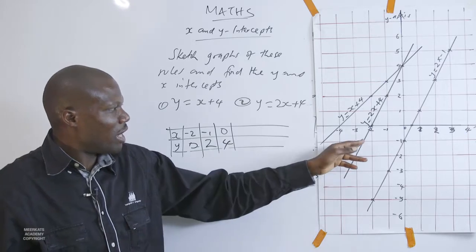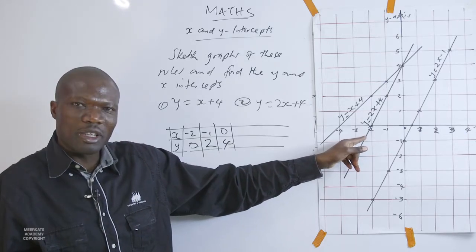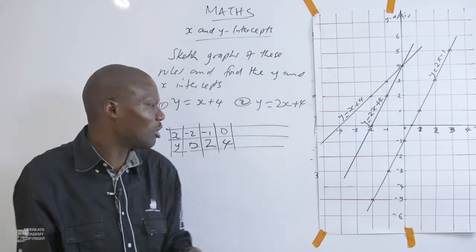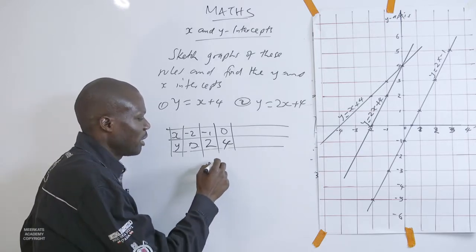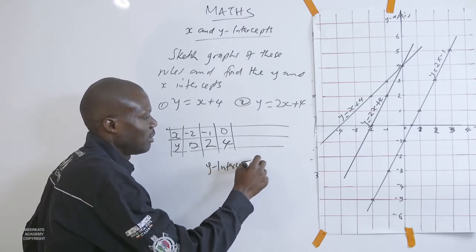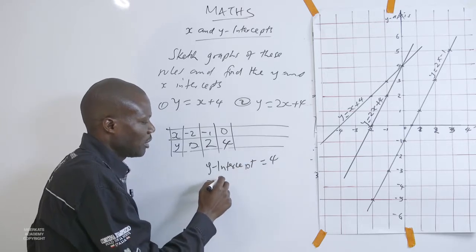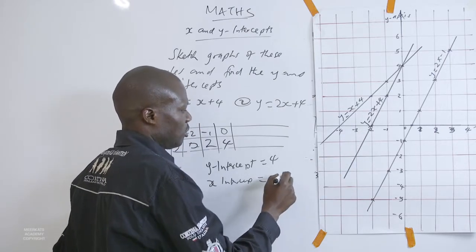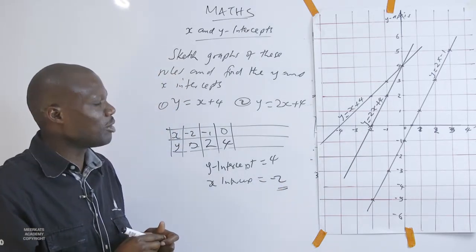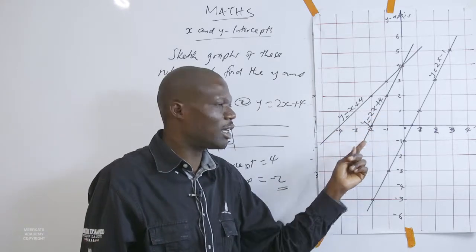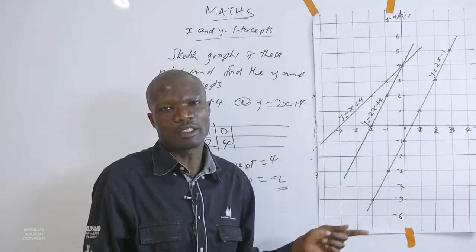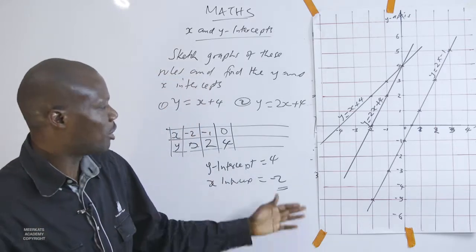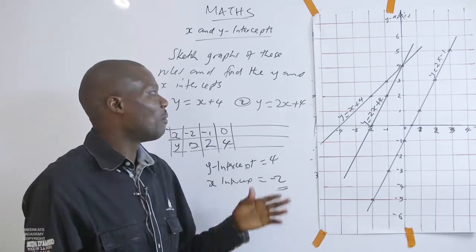The y-intercept is the point where the plotted line crosses the y-axis and it is 4. So you find that the y-intercept is equal to 4, and the x-intercept is equal to negative 2. The x-intercept is the point where the plotted line crosses the x-axis.